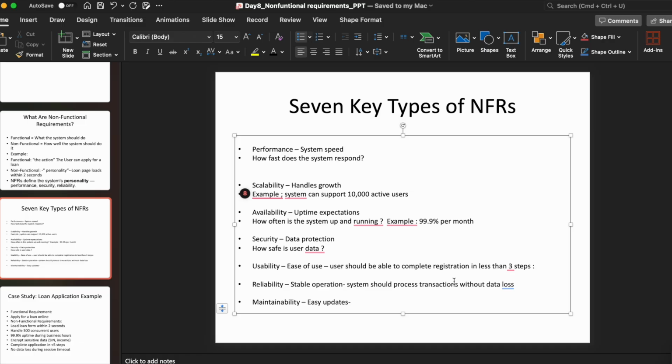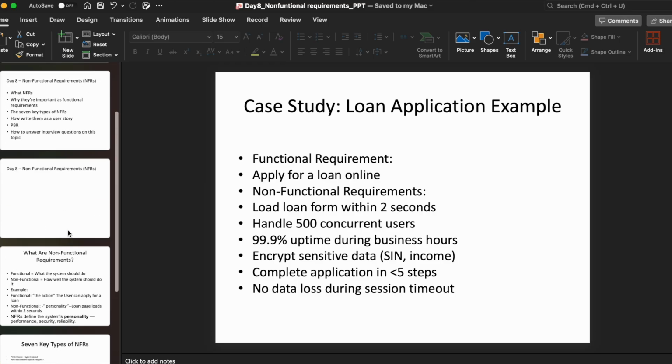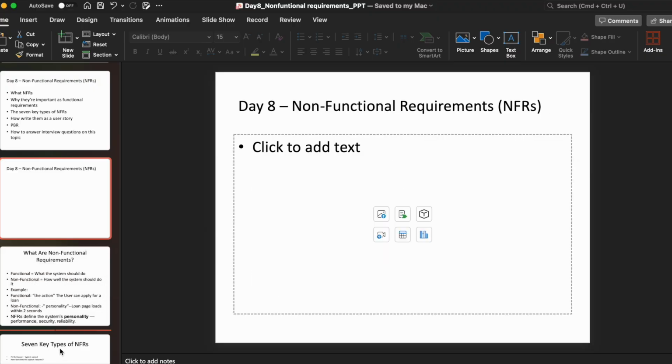Okay, so now let's go back to the examples.